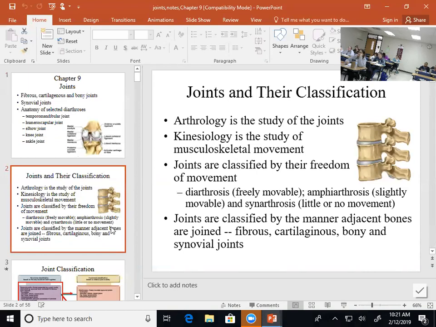Now, another term I'd like you to know is diarthrosis. Diarthrosis refers to a freely movable joint, one that has obvious free movement. So they're sometimes called diarthrotic joints, right? Then there's something called syn, which is without. Syn, without movement. Syn is the prefix, right? And amphiarthrosis is slightly movable. So that's just kind of terminology for you.